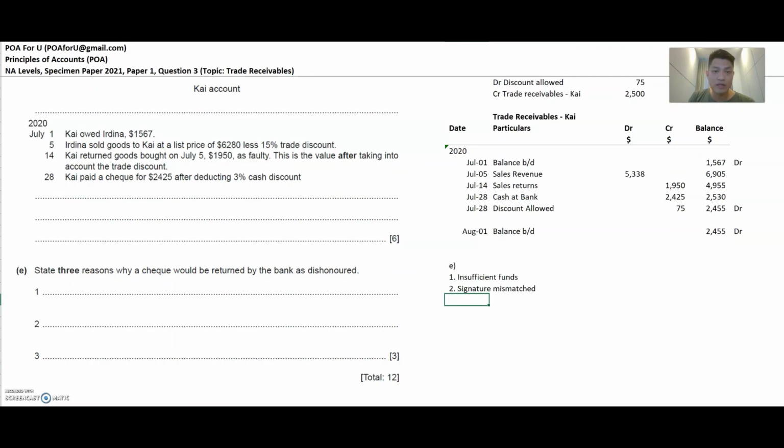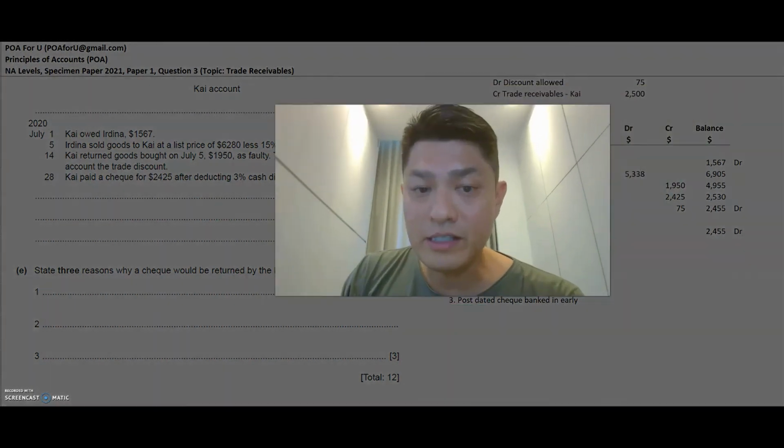And the last one is the date on the check could be for a much later date. So if your check was received on the 28th of July, but the check was dated maybe in December, right? A few months later, and you bank it now, then the bank is not going to honor it. They're only going to honor it after the date indicated on the check. Okay, so that's it for this question.